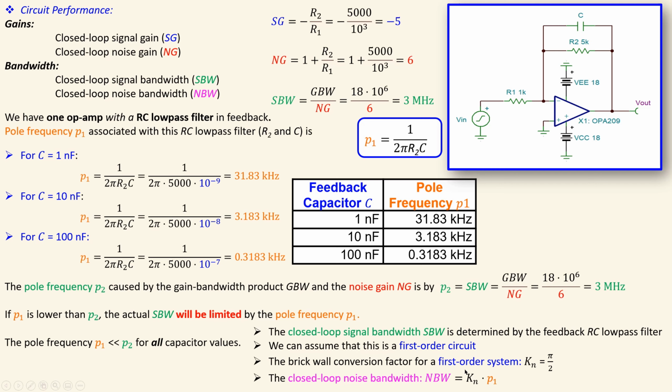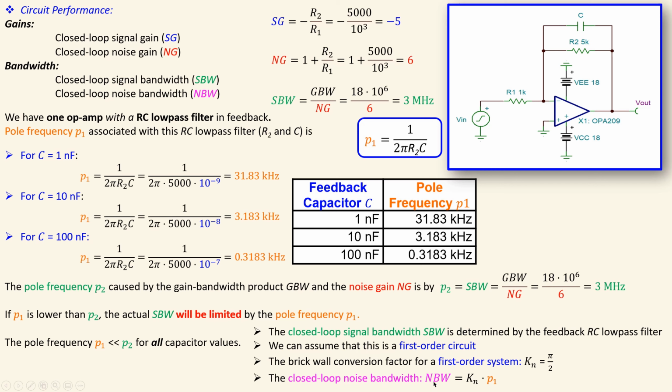Now for a first order system, we use the Brickwall conversion factor, which is given by the value of pi over 2, with the symbol K sub n. This is for the first order. If you have a second order, you will have a different value. If you have a third order, you will also have a different value, but the details I'm not going to discuss here. Now the closed loop signal bandwidth, I mean the noise bandwidth, is very important because that will be used for our noise calculations.